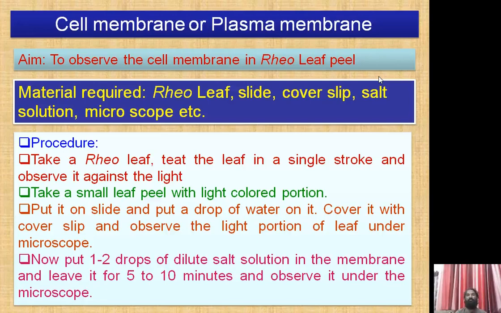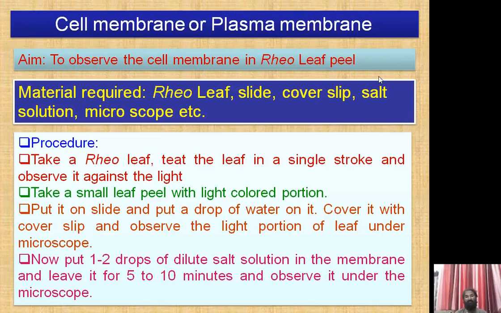So how to prepare the salt solution? Just take a beaker, pour 50 ml of water, and add a spoon of salt to it. So it is a diluted salt solution. Take 1 or 2 drops of salt solution with the help of a dropper and pour 2 to 3 drops on the surface of the light colored leaf portion. Leave it for 5 to 10 minutes. After that, you have to observe that slide under the microscope.